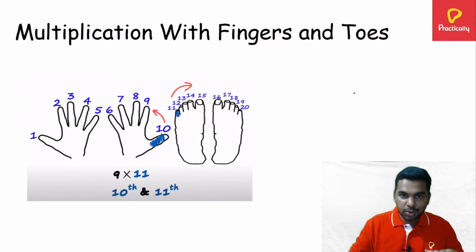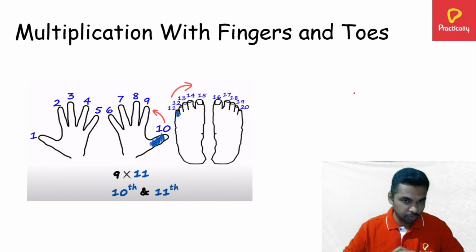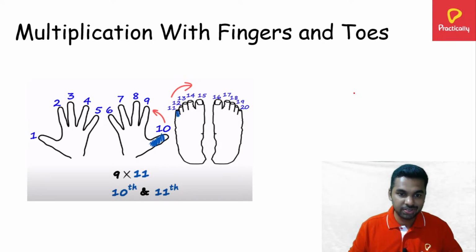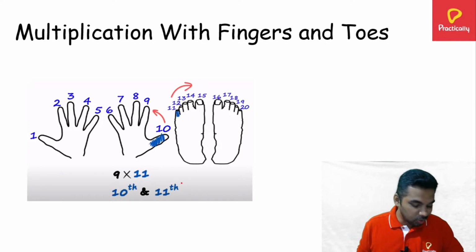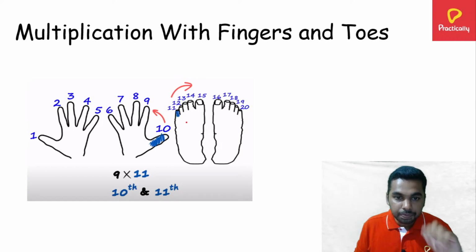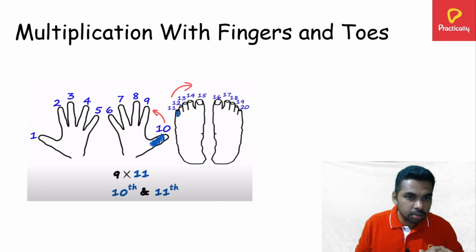Now, next we are going to go for toes. So multiplication with both fingers and toes. We have 10 fingers and we have 10 toes. Suppose you want to multiply 9 with 11, what will you do? You have to use your toes as well, right? So in this case, what we will do is the following. Here is the simple thing.